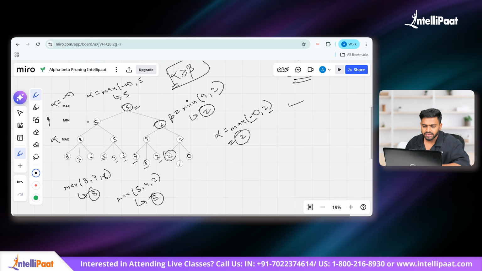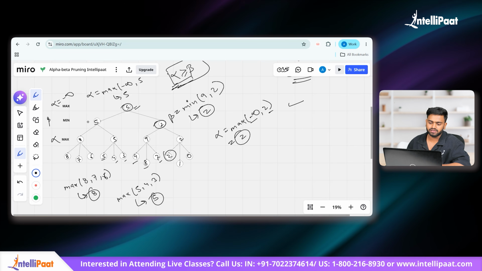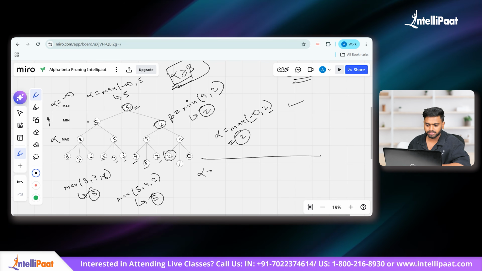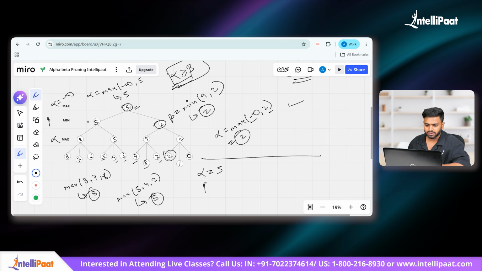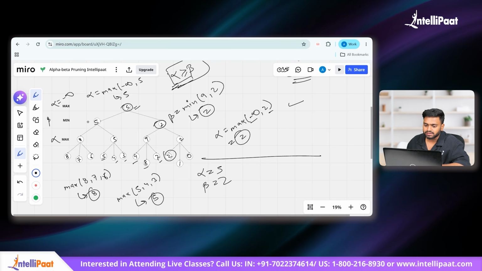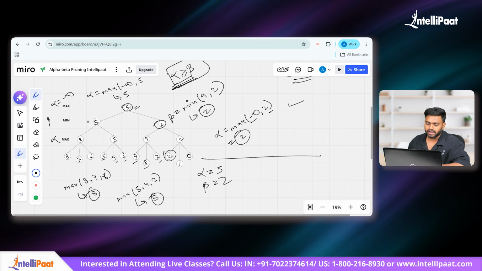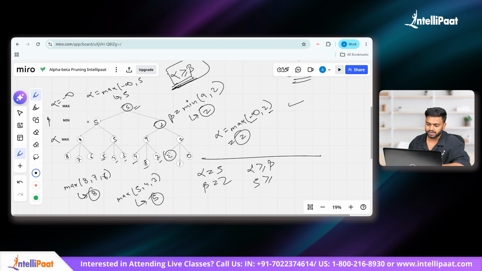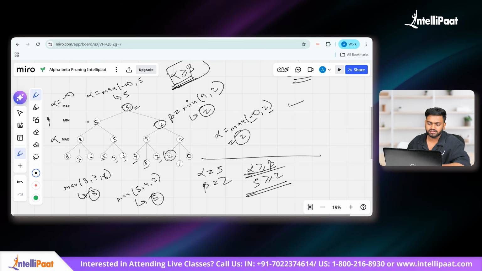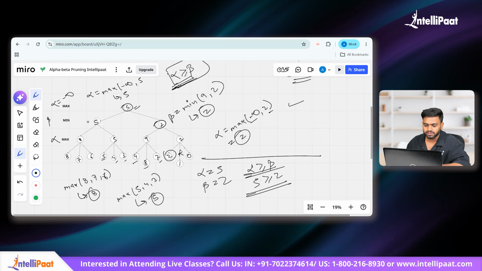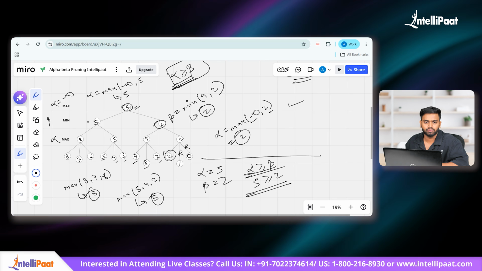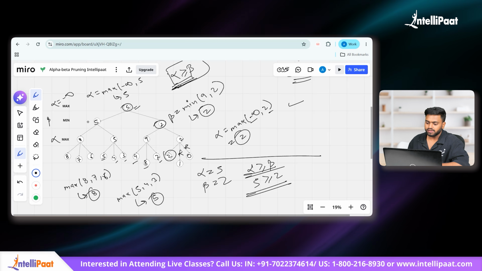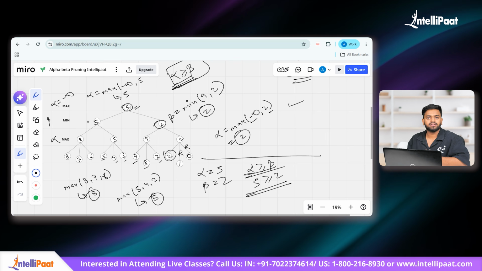So now we will again check whether this condition is satisfied or not. The current value of alpha is equal to 5 and beta is equal to 2. And since the condition over here is satisfied, that alpha is greater than or equal to beta, so 5 is greater than or equal to 2. So we are going to prune these branches and we are not going to explore any more in this subtree. So the right subtree is pruned over here, and the left subtree returned 5, the right subtree returned 2.